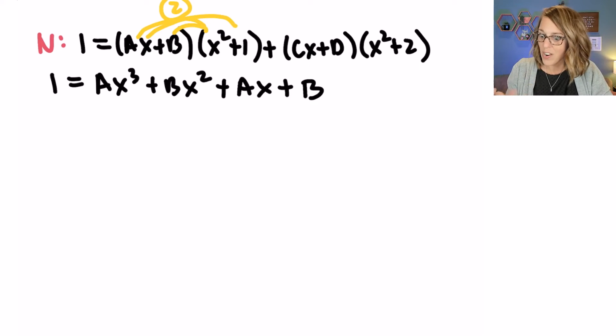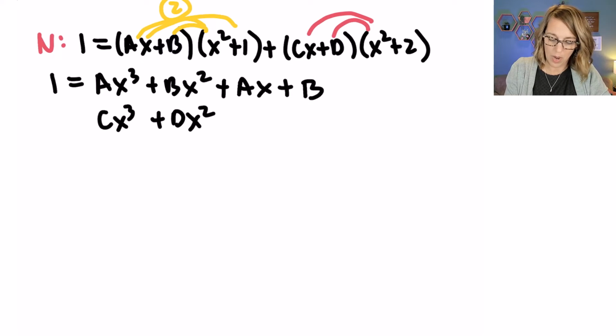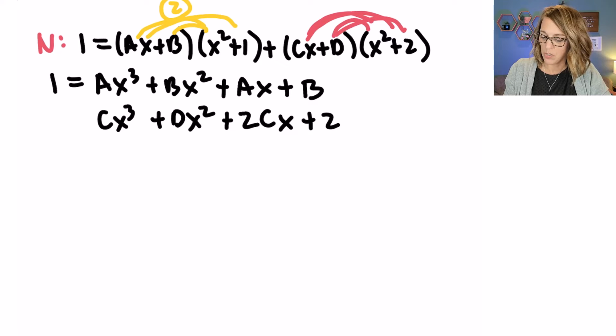Doing something very similar to the next one, I'm going to go ahead and start with my Cx times x squared. Let's line our like terms up. So this is going to give me a Cx cubed. And then for those squared terms, I get a Dx squared, so plus Dx squared. Looking for that x term, that's going to be Cx times 2, so plus 2Cx. And then finally on the end, I've got D times 2, so plus 2D.